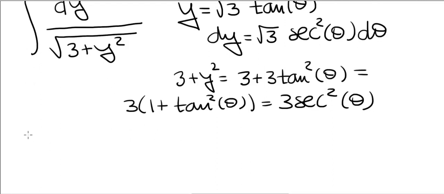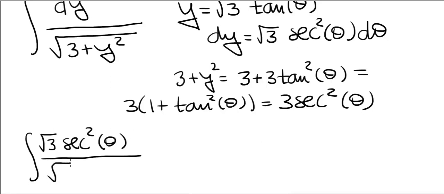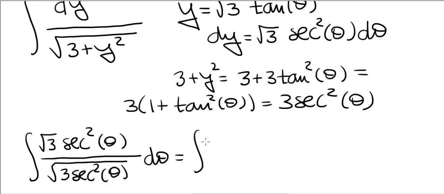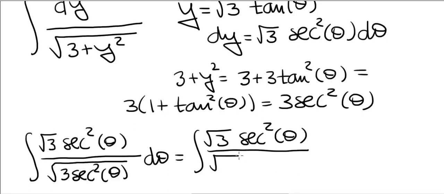In the numerator we have a dy, which is square root of 3 times secant squared of theta. In the denominator we have square root of 3 plus y squared, and that's now 3 times secant squared of theta, d theta. Let's simplify. We have square root of 3 secant squared of theta divided by square root of 3 times secant of theta d theta. So canceling square roots of 3.